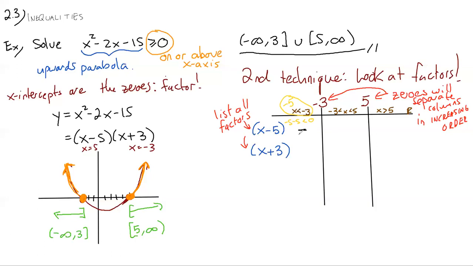If I plug in a number between -3 and 5, say 0, then look what I get. I get 0 minus 5, and that's a negative. So that region is also going to be negative, the whole region. In fact, the behavior doesn't change until 5. This doesn't start becoming positive until we plug in numbers bigger than 5, like say 6. If I plug in 6, I get 6 minus 5. Well, that's positive.